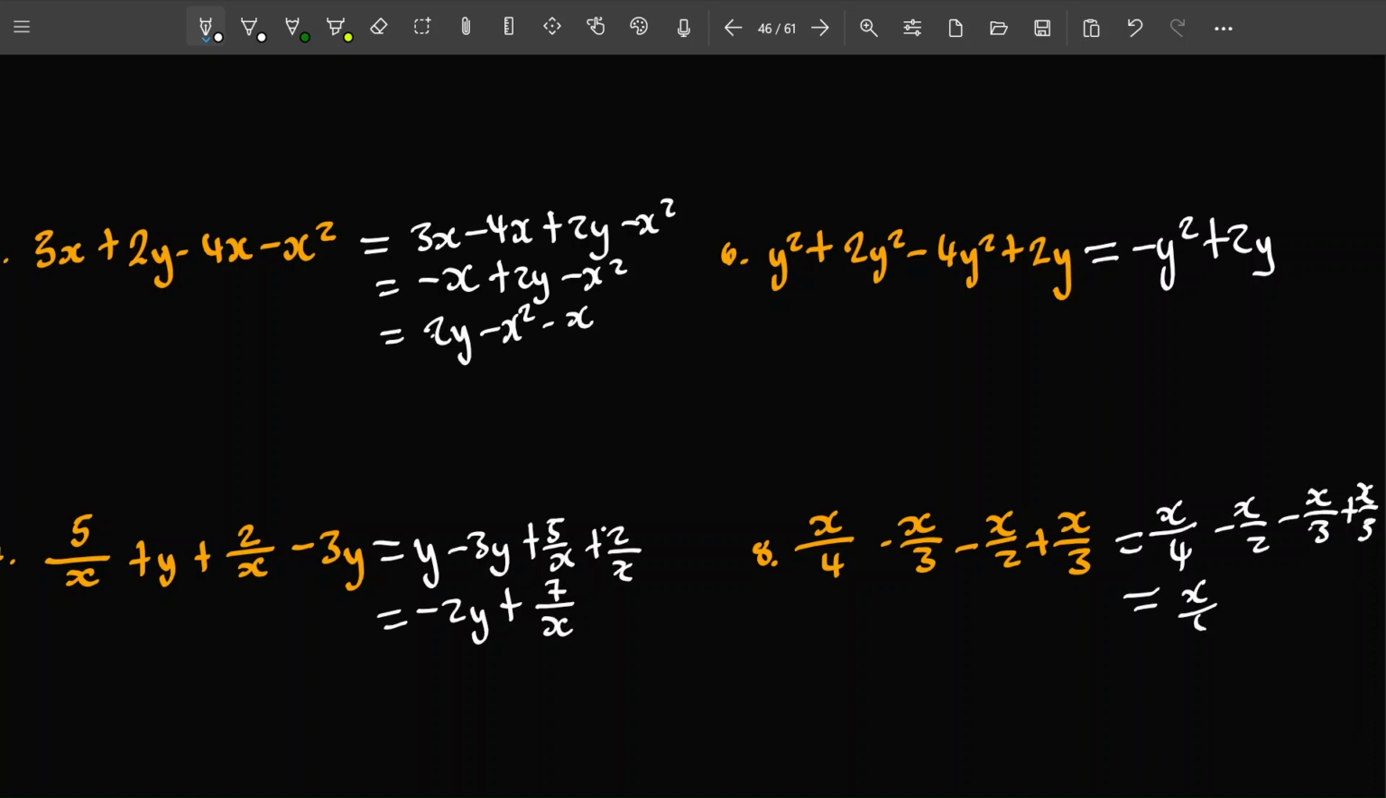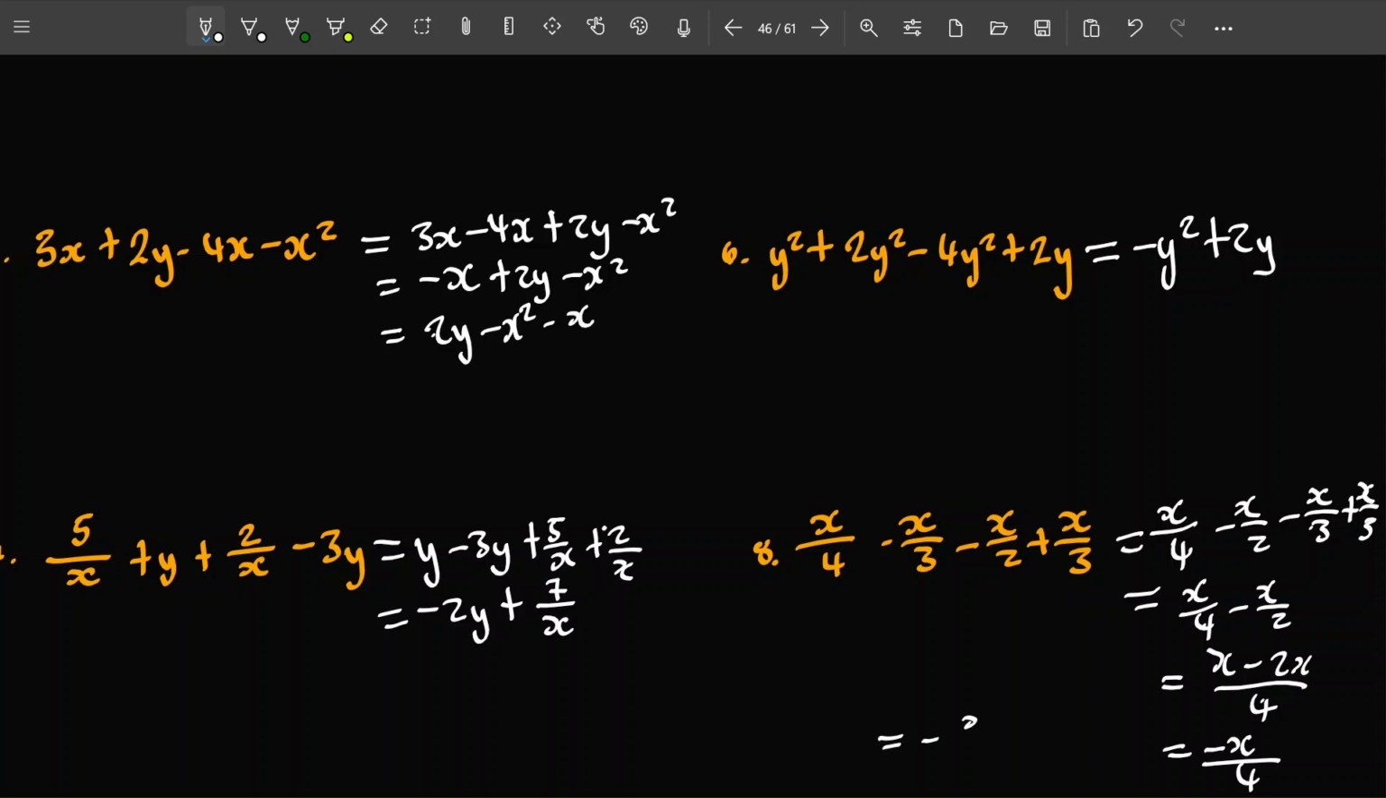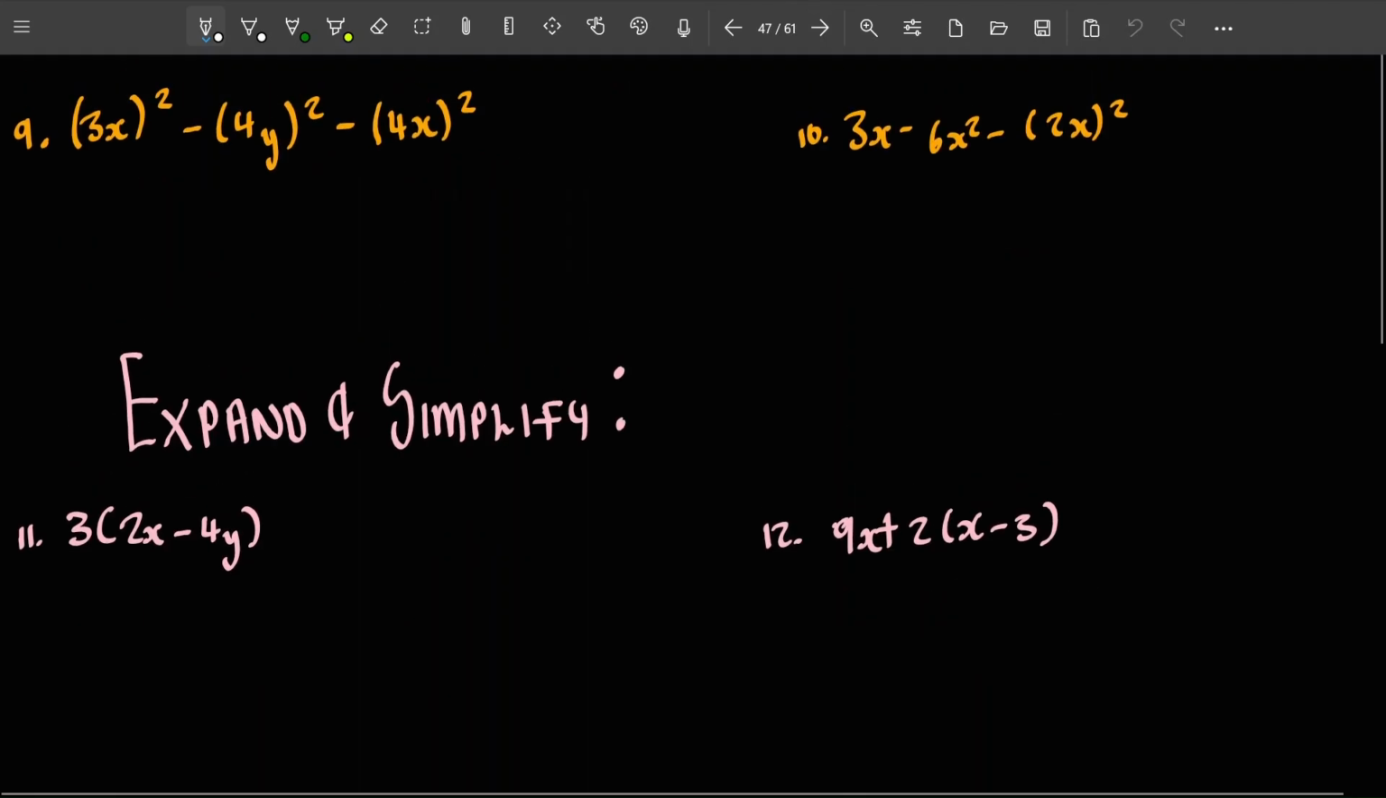So I'm just going to have x over 4 minus x over 2, which my common denominator would be 4. 4 into 4 is 1, so I'm going to get x. Then minus 2 into 4 is 2 times x is 2x, so minus 2x. I'm going to say x minus 2x, or 1 minus 2, I get negative 1, which is just negative x over 4. Okay? So it is equal to negative of x over 4. Done. Well, almost done. Let's keep going.